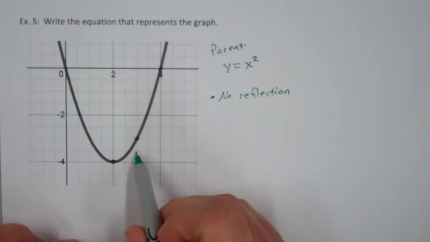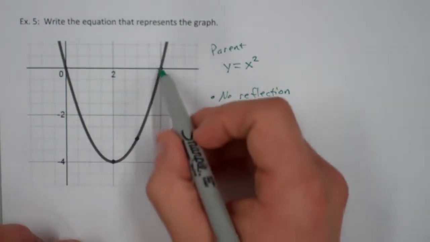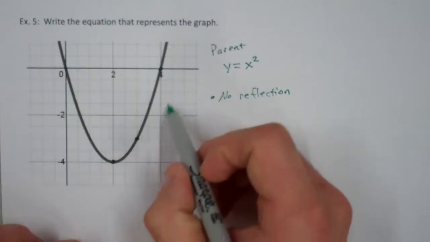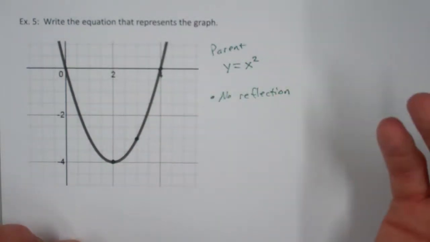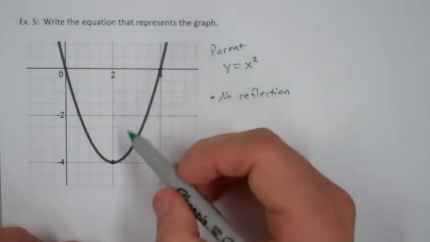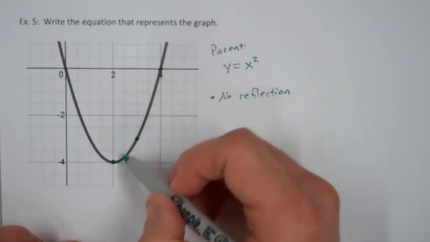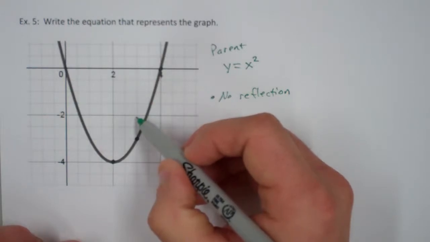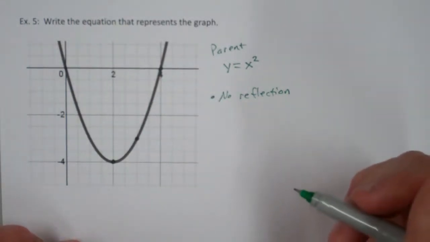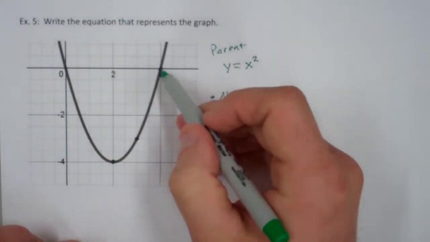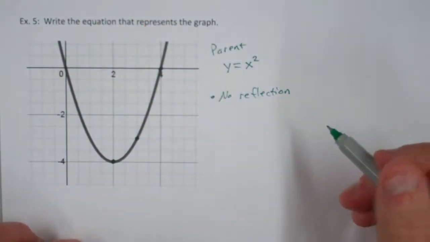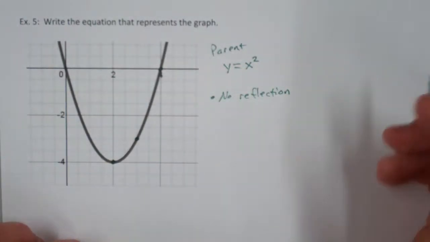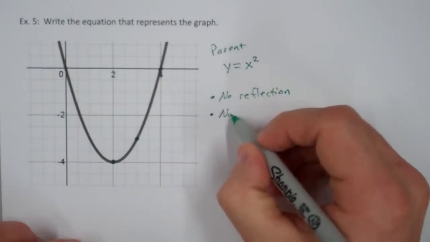If you had a point maybe right here, and this point was right here, if it looked a little bit wider, then it would be widened out by a factor of 1/2. Also, if this point was here, then you'd be going right 1, up 2, and that would be narrow by a factor of 2. This point also would be way up here, 8 units above. So this one, compared to the parent function, has no stretch or shrink.